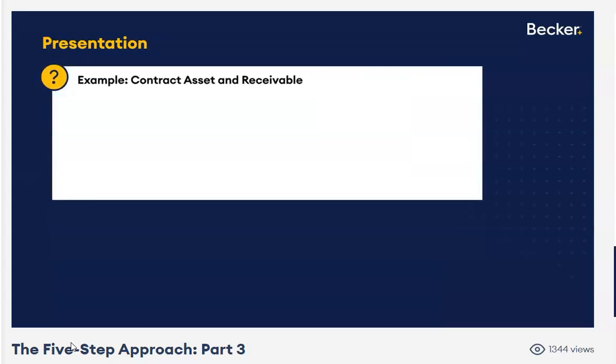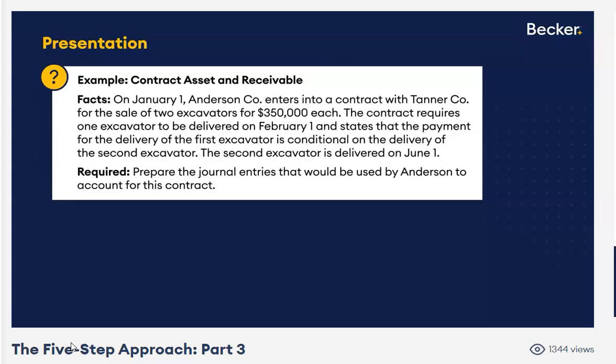And now we move it from the liability category to the revenue category. Well, here's the second example. On January 1, Anderson entered into a contract with Tanner to sale of 2 excavators. And they're both going to be $350,000. So that's a total of $700,000. The contract requires 1 excavator to be delivered in February and states that the payment for the delivery of the first one is conditional on the delivery of the second one. So even though we've given it to them, they don't owe us the money yet. They will pay us when we deliver the second one in June.